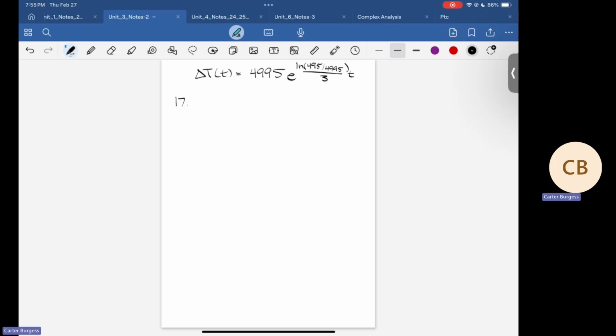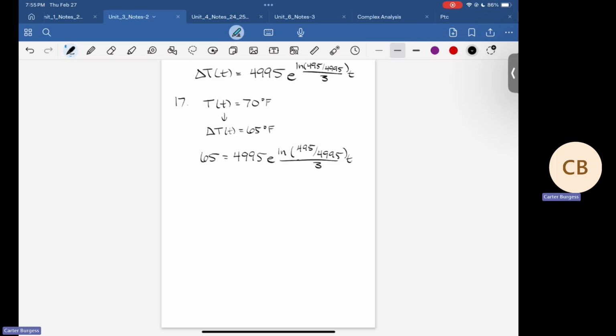For 17, we're being asked to figure out when the knife is going to cool down to 70 degrees. But the thing to note about 70 degrees is that this is actually a temperature difference of 65 degrees. And so the equation that we get is 65 is equal to 4995 e to the ln of 495 over 4995, over 3, times t.